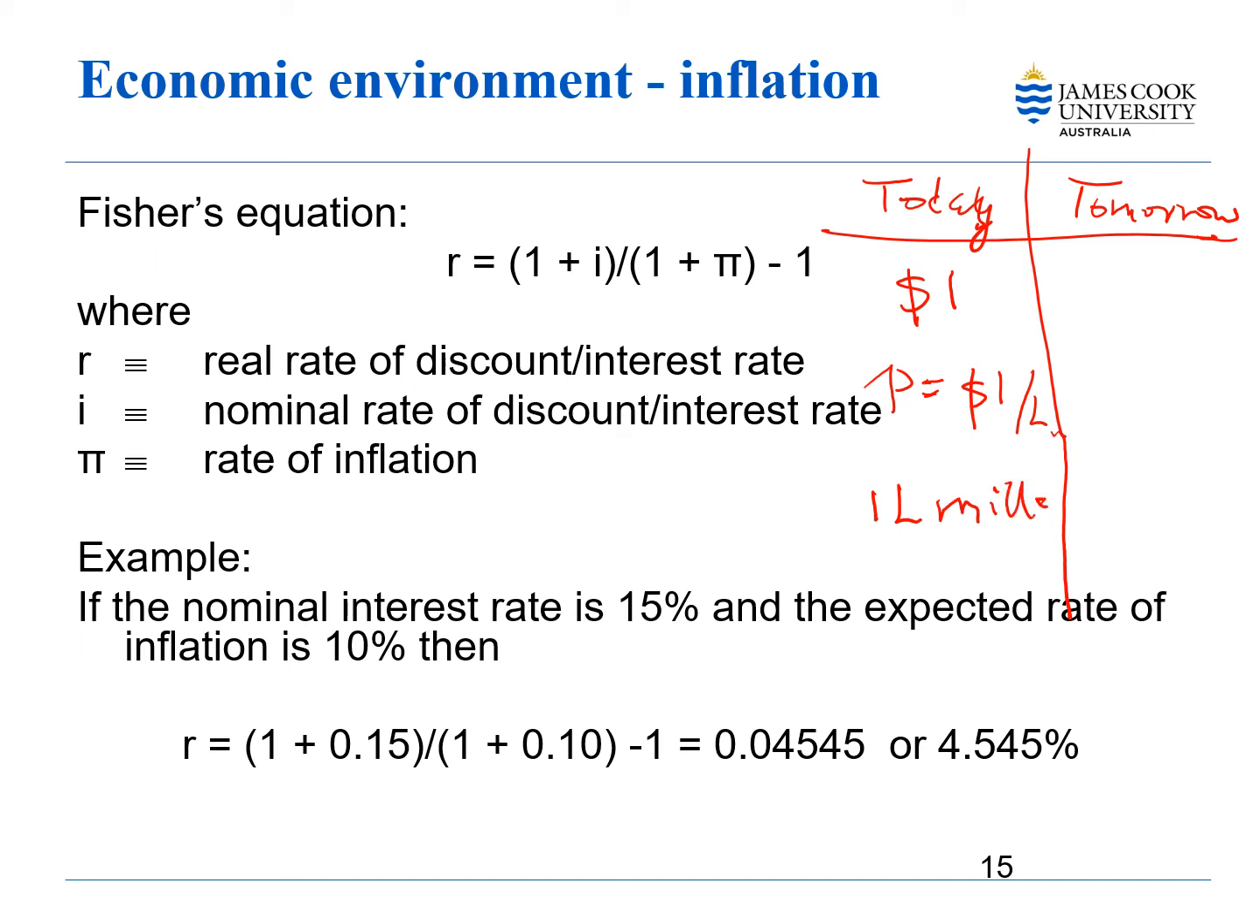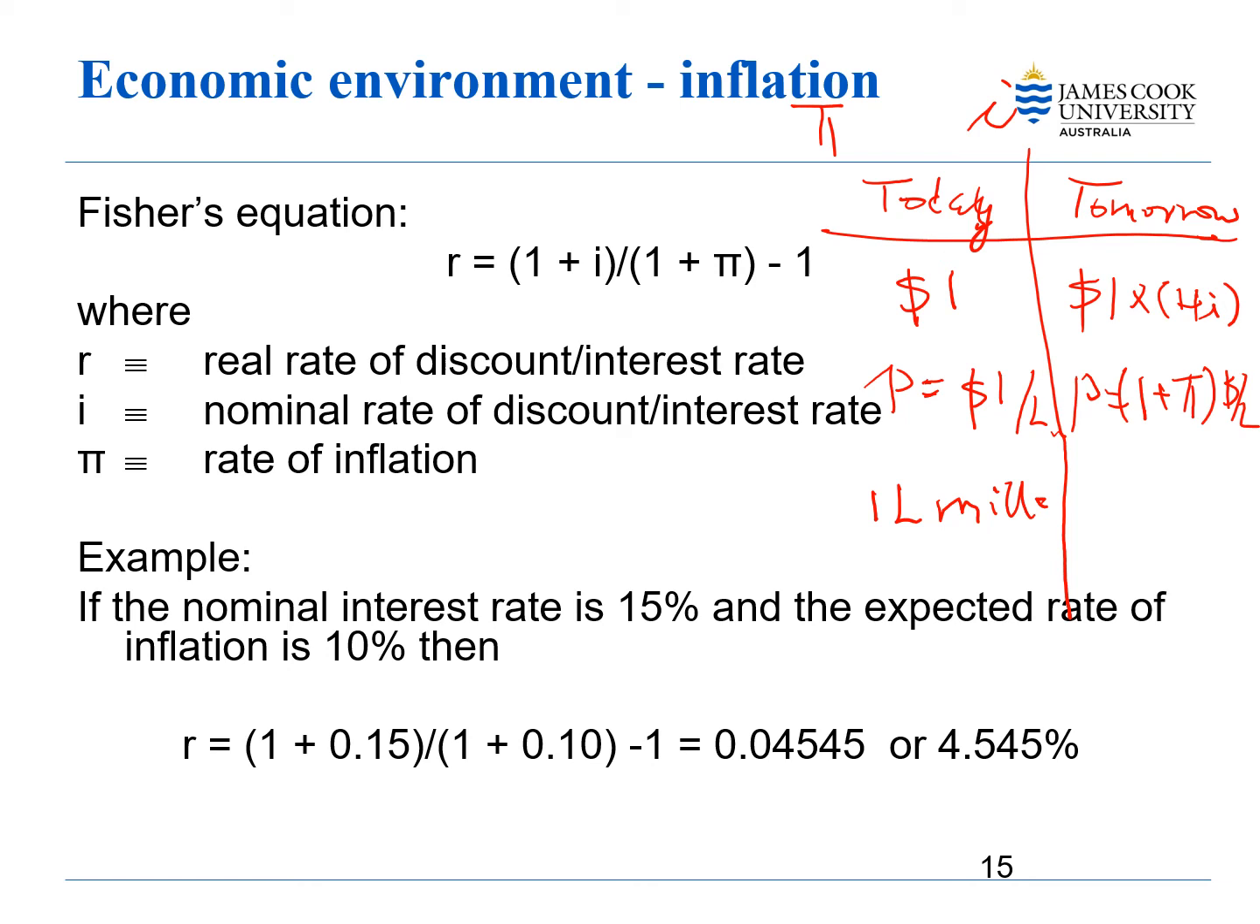Now let's say the interest rate is I. So if I invest this $1, tomorrow I can get $1 times 1 plus I, so 1 plus I dollars back. And let's assume that the inflation rate is pi. So today the price of milk is $1 per liter. Tomorrow the price of milk will be 1 plus pi dollars per liter, because of inflation of pi.